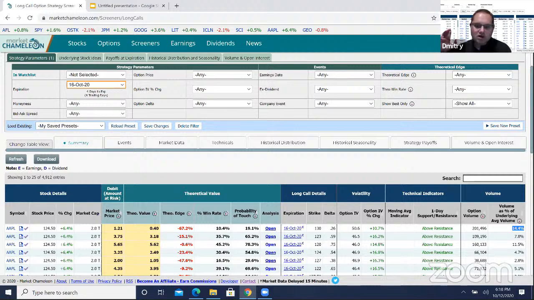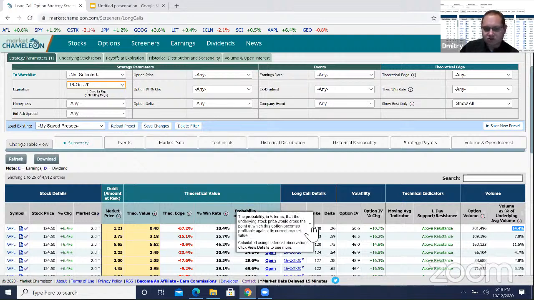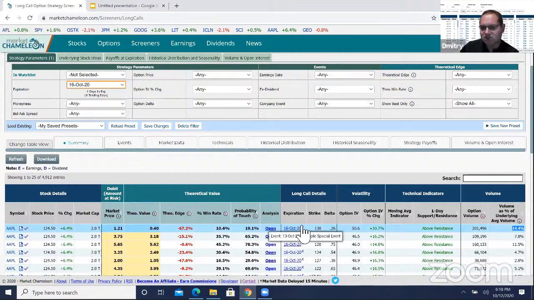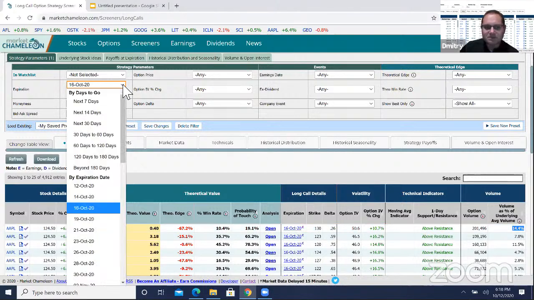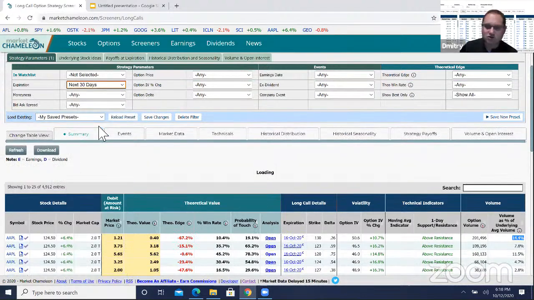So let's do a screen right now. Since we're talking about theoretical edge, let's do our first screen looking for positive theoretical edge, okay? First, this is defaulted to the October 16th expiration, the next monthly, but I'm going to expand that and say, show me all the expirations that are expiring in the next 30 days, not just October 16th, but anything expiring in the next 30 days.